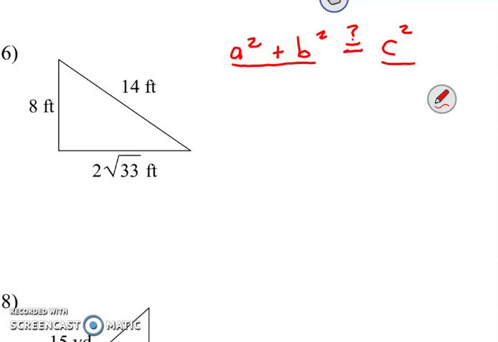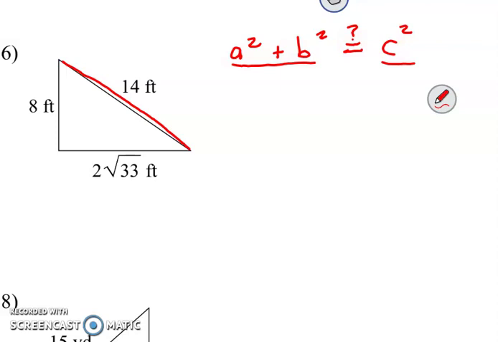Okay, so the first thing you need to do is figure out what your hypotenuse is. What's the longest side? And when you say 2 times the square root of 33, you might need to plug that in your calculator to compare that to 8 and 14. 2 times the square root of 33 ends up being a little bit more than 11. So this 14 is still going to be your hypotenuse, your longest side, your C value, if it's a right triangle. Okay, so that's, for now at least, what we'll call our hypotenuse, even though we don't know if it's truly a hypotenuse.